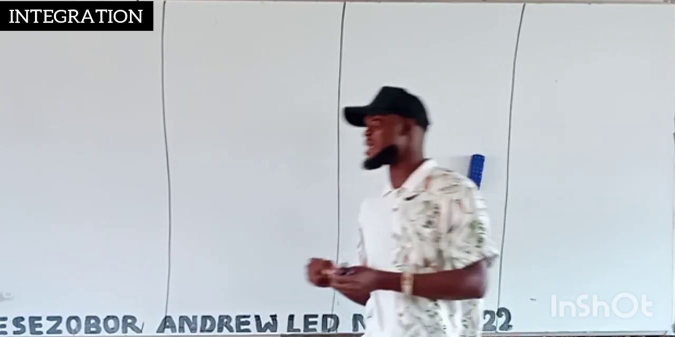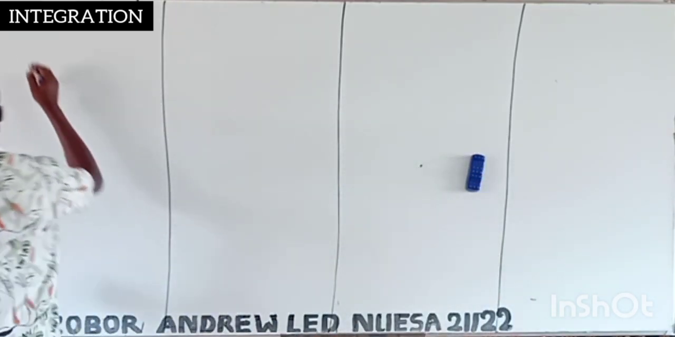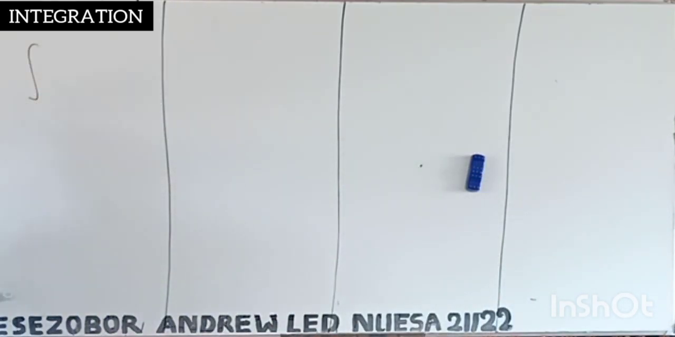Now, integration has this symbol. We call it the integral sign. You can see it looks like X, but it's not X. For indefinite integral, it will take this shape, just the integral sign. But for definite integral, you have a limit here, let's say from B to A. So this time we are integrating any function from B to A with respect to a particular variable.